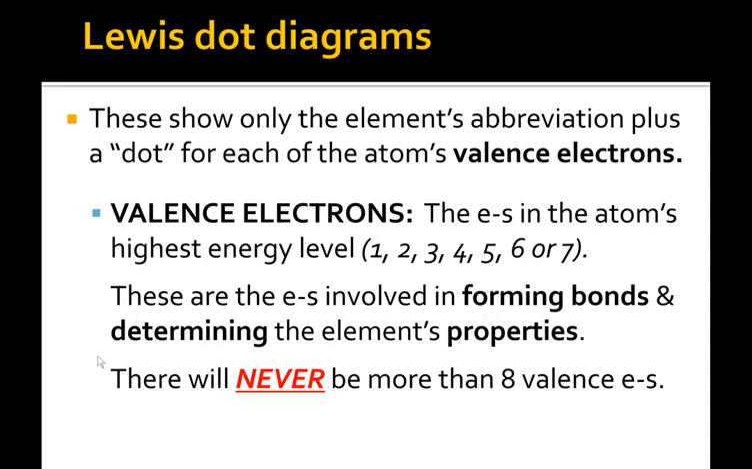It's important to know that no atom will have more than 8 valence electrons. No atom of any element out there will have more than 8 valence electrons. So that's the maximum number. And when it does have 8, we call that an octet.